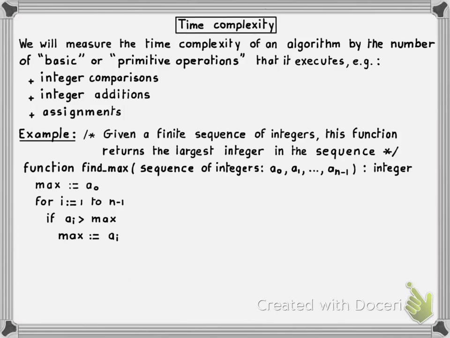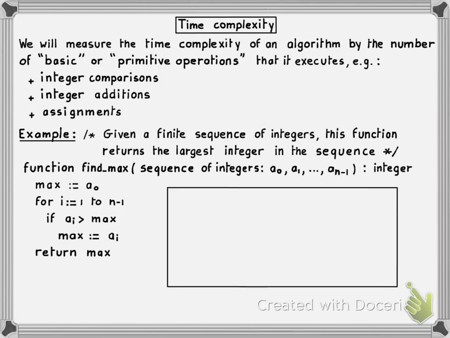Therefore, when we exit the loop, we have looked at all the elements in the sequence. Max contains the largest one of them, and we just return it. Now, the time complexity of this algorithm will be the number of primitive operations that it executes. So let's study this time complexity. And the first question we must answer is, what are the primitive operations contained in this algorithm?